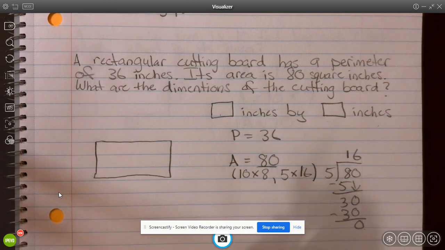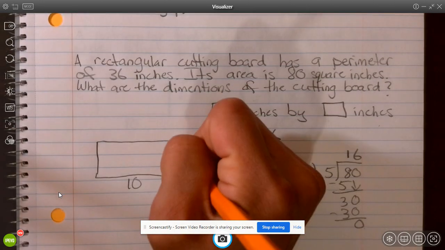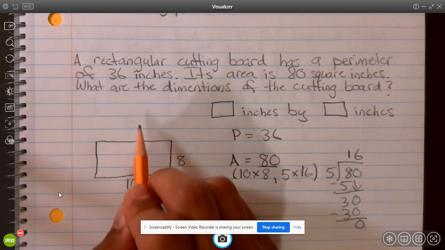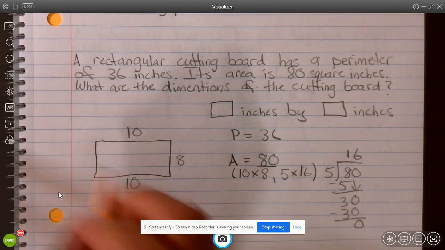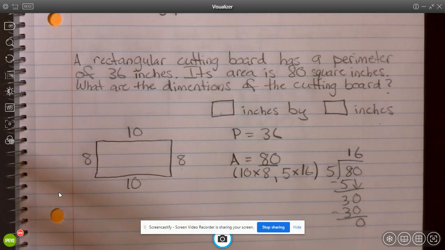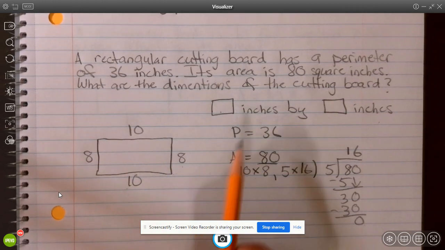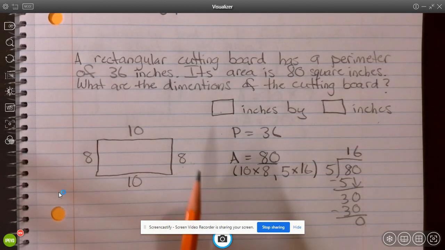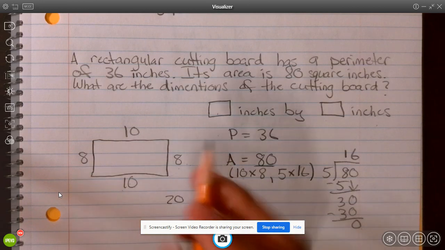So I'm going to use 10 as my length and 8 as my width. Whatever you do to this side for the length is the same on the opposite side, which is 10. 8 for the width on that side, and 8 for the width on the other side. Now we have to add all these together and make sure they equal the perimeter if these are the right dimensions. So 10 plus 10 is 20. 8 plus 8 is 16.